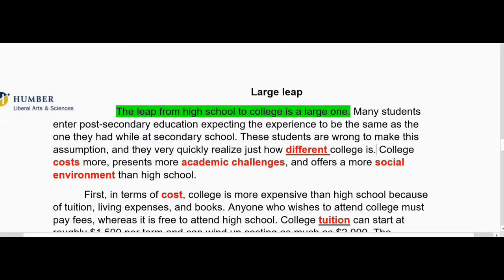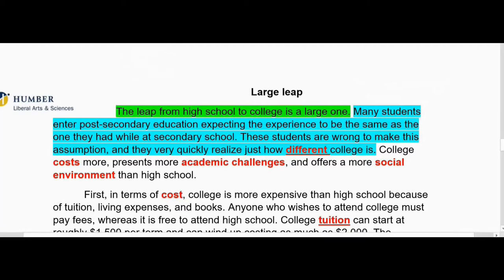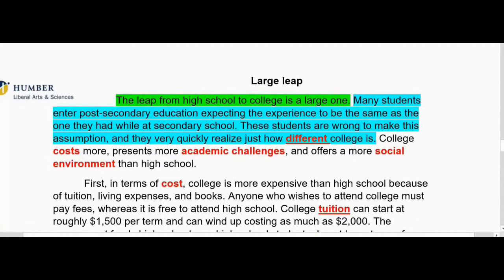Then we're going to have our background information, all right? Now, the background information, as you remember, is a bridge that connects our hook with our thesis statement. Here we need to go from something general to something more specific, and also we need to show why we are writing our essay. So if we read the background information, it says, "Many students enter post-secondary education expecting the experience to be the same as the one they had while at secondary school." So as you can see, it started a little bit general and now it's very specific.